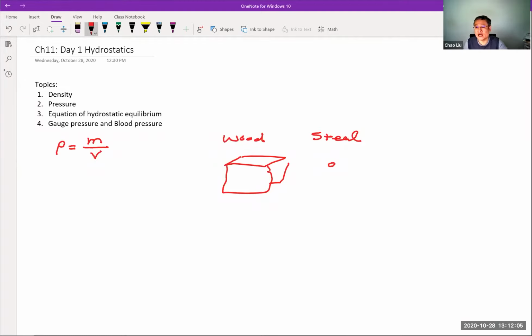Each material has a different density, and it's simply based on, if you have the same size, how much matter there is. It is actually the atoms inside of the material. If you have more atoms, then very likely you're going to have a heavier object and a higher density.